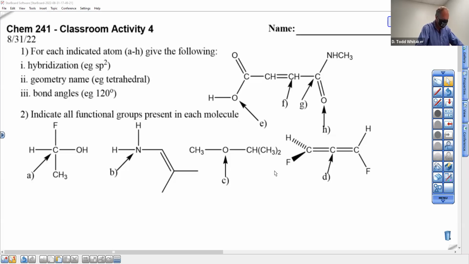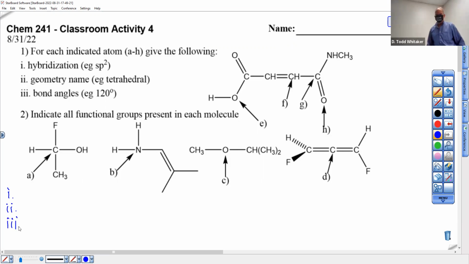We're going to continue our discussion of hybridization and geometry now. And we've got lots of examples here. So we're going to do hybridization for each atom, we'll call that I. We'll do the geometry name for each atom it's pointed to, and bond angles.